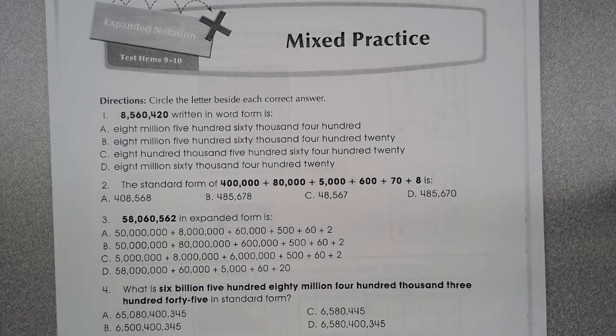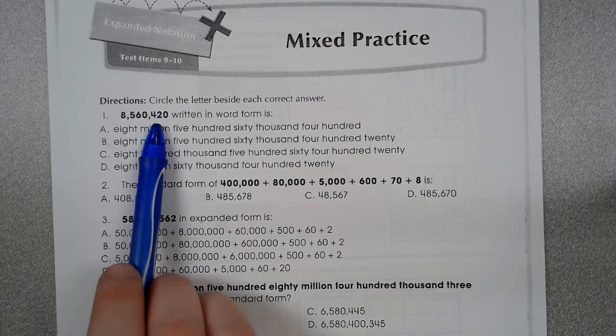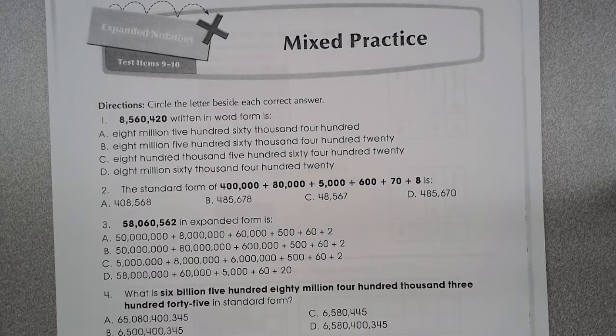So number 1, 8560420 written in word form. Make sure you pay very close attention to your choices down here. There's some of them that directly give it away. Others, pay very close attention to.